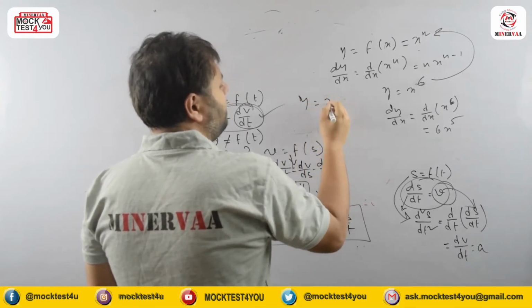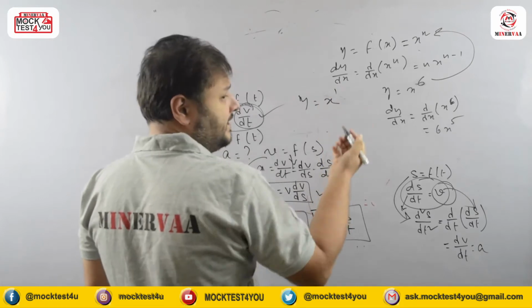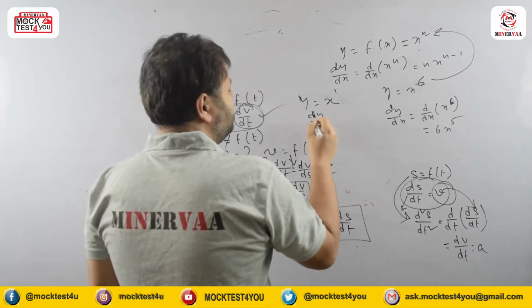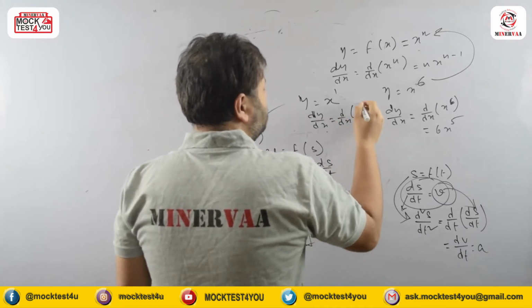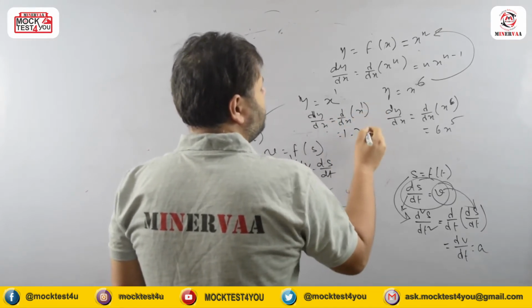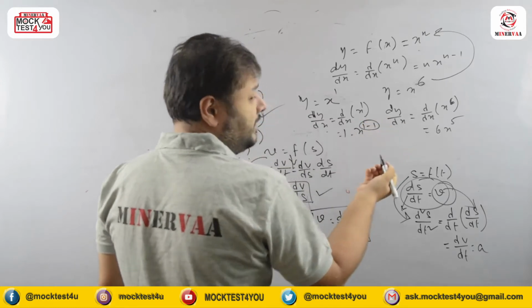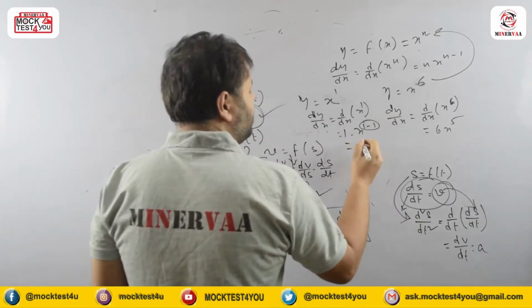Suppose y equals x, where x means x to the power 1. Then dy/dx is d/dx of x, which means 1 into x to the power 1 minus 1. Something to the power 0 is 1. So finally it is 1.